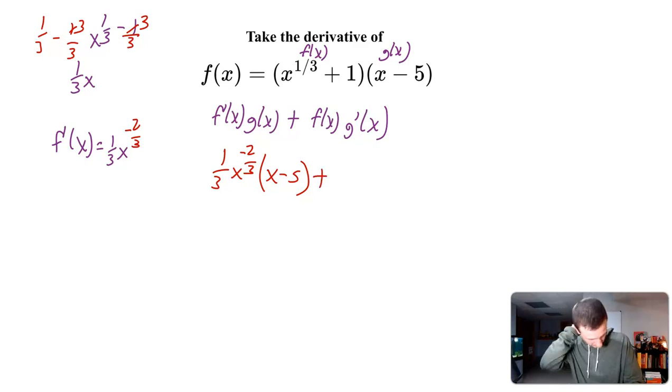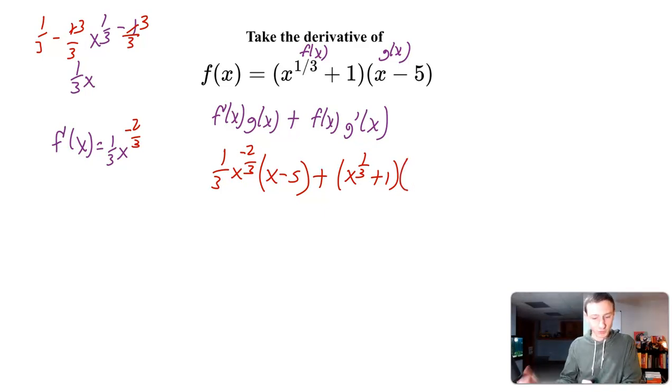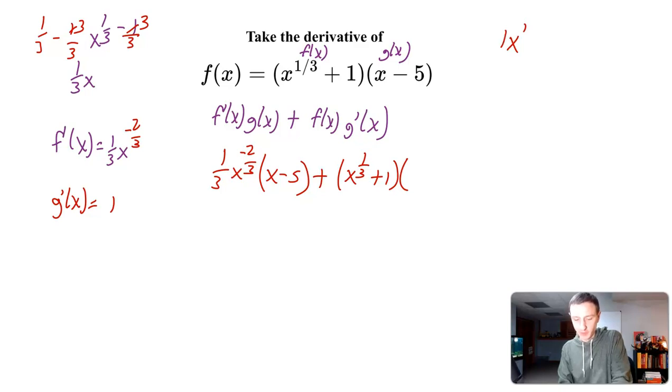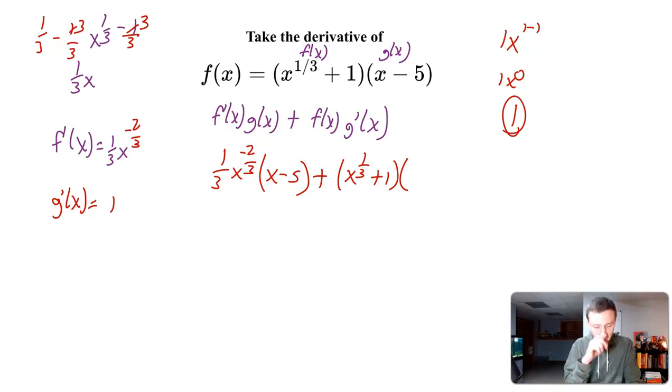Plus the original first term now. So this is x to the 1/3 plus 1 times the derivative of the second term. The derivative of x is just 1, because this is x to the first. This becomes 1x to the 1 minus 1, which is 0. X to the 0 is 1, so you just get 1. So the derivative of g, or the derivative of x minus 5, is just 1, because again we have a constant. The derivative of a constant is 0, so we just get 1. So that whole term is 1.